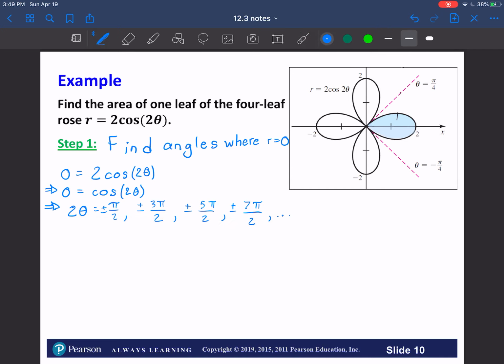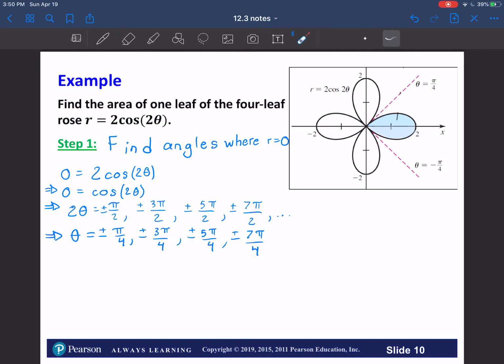This means that if we divide everything by 2, theta must then be plus or minus pi over 4, or plus or minus 3 pi over 4, or 5 pi over 4, and this list goes on indefinitely. It continues on forever. These are all angles that, if you were to plug them in for theta, would make this equation true. Okay.